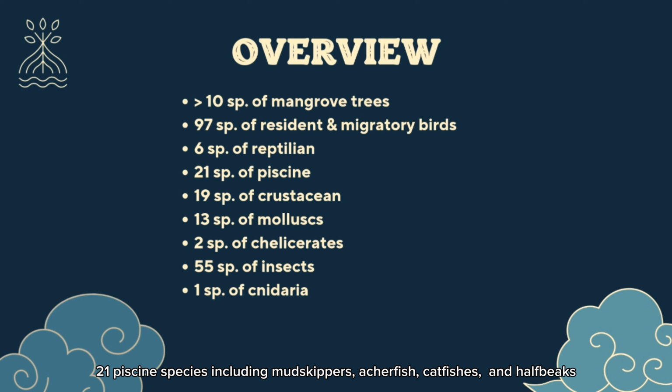21 piscine species including mudskippers, archerfish, catfishes, and half-beaks, 19 crustacean species such as mud lobsters and fiddler crabs, 13 mollusk species comprised of the classes of bivalves and gastropods, 2 species of chelicerates, 55 species of insects such as firefly and cicada, and 1 species of cnidaria.